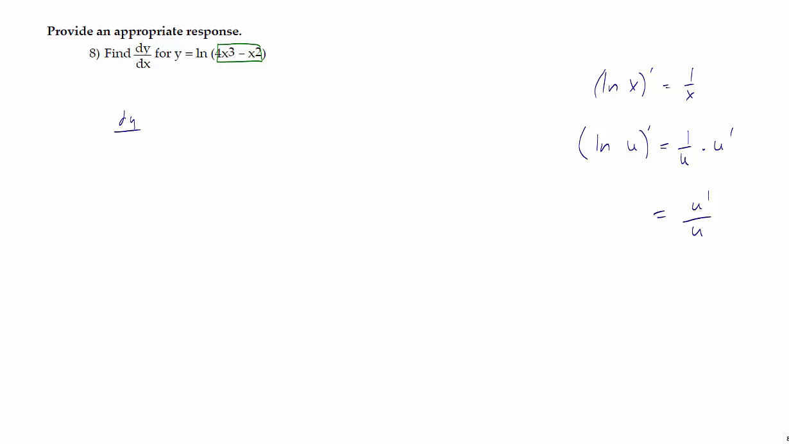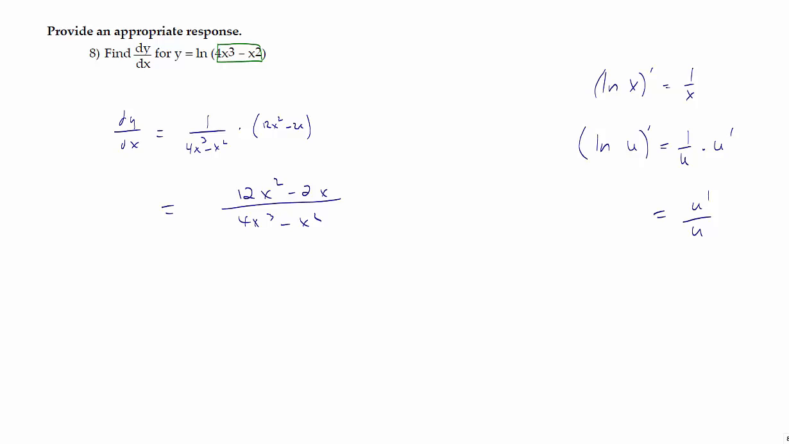So dy/dx is equal to 1 over u, so 1 over 4x cubed minus x squared, times the derivative of u. So the derivative of 4x cubed minus x squared will give me 12x squared minus 2x. Right, and so rewriting this in fraction form, I get 12x squared minus 2x all over 4x cubed minus x squared. Usually you're done right here.